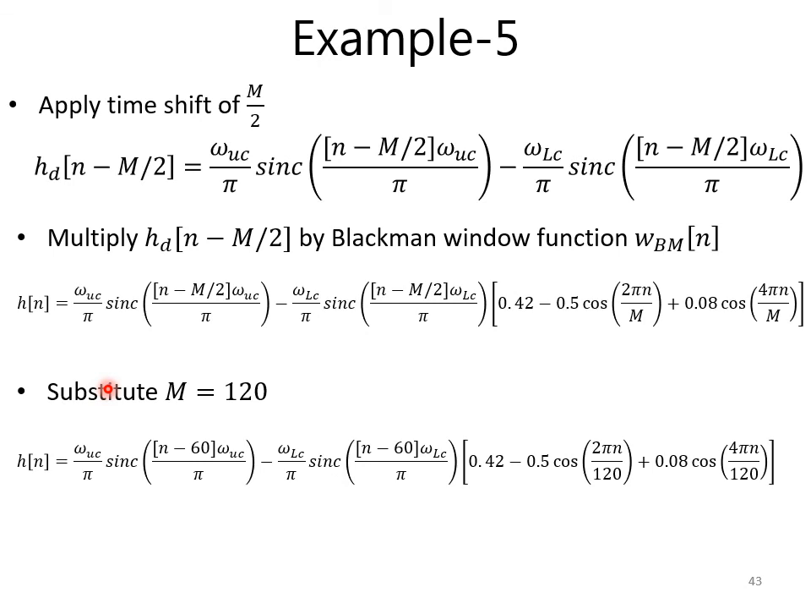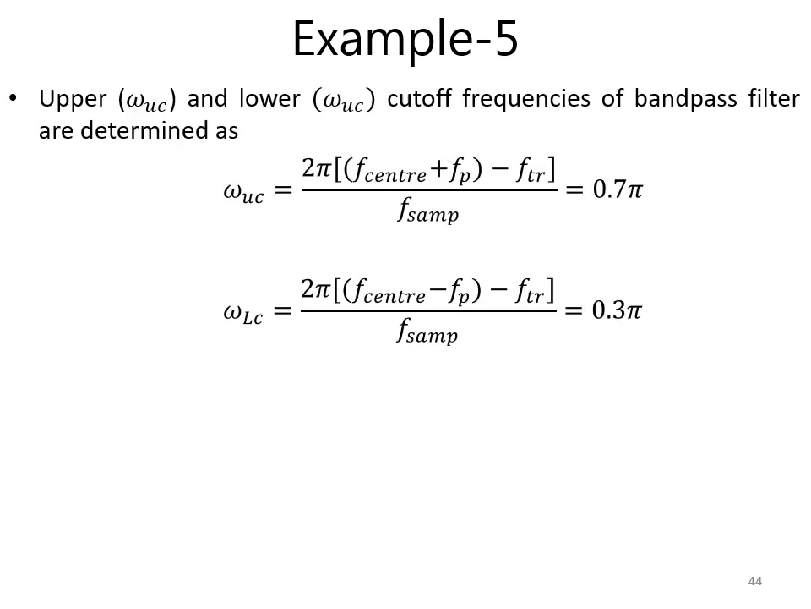We know the value of m, which is 120. We can substitute this value. Now we need to find out the value of upper cutoff and lower cutoff frequencies. Upper cutoff frequency is basically center frequency plus the pass band frequency minus the transition band, multiplied by 2 pi divided by sampling frequency, which came out to be 0.7 pi.